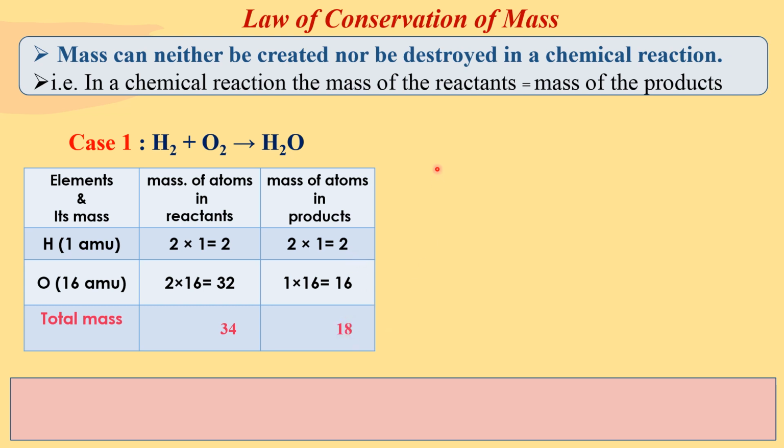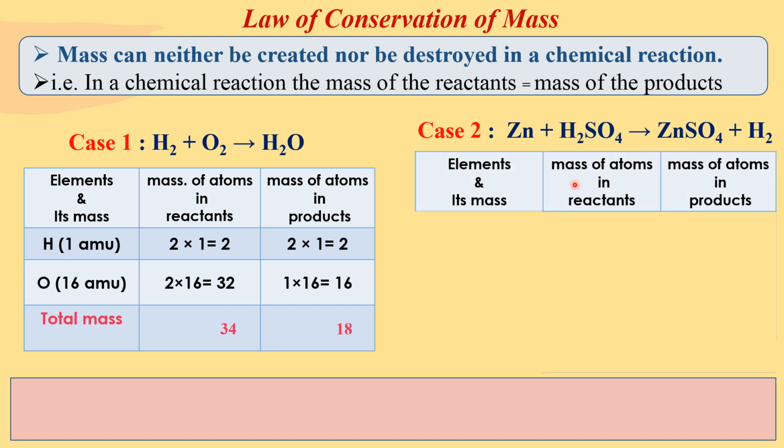Now consider case 2 where we have the equation Zn plus H2SO4 gives ZnSO4 plus H2. That is, zinc reacts with sulfuric acid to give zinc sulfate and hydrogen. Here also we need to calculate the total mass of the reactants and the total mass of the products. So again we need to tabulate the following in the table given here. In the first column we have elements and its masses.